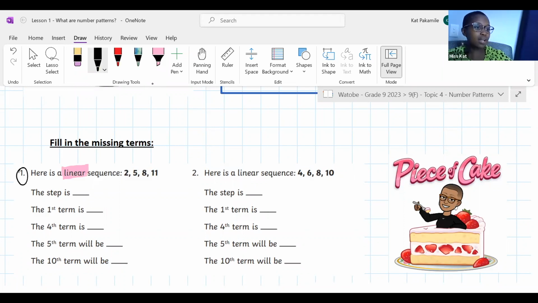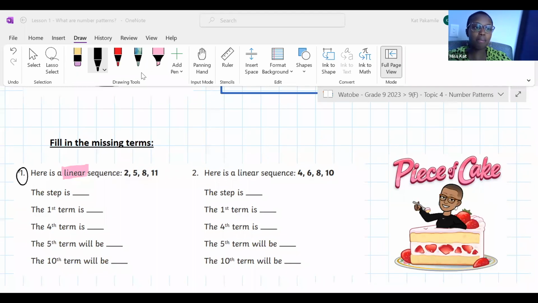2, 5, 8, 11. The step is, i.e., what are we using to determine the next number? How are we going up? In steps of what? Tell me what we are adding or subtracting, and whether we are adding or subtracting. Paul says 3, so we add 3 to the previous term. Yes, we are getting into the groove of things.